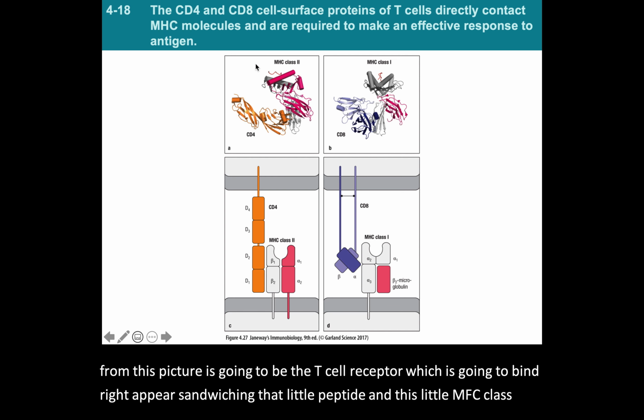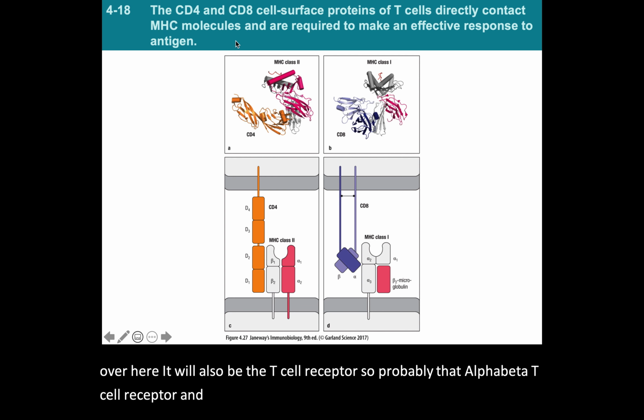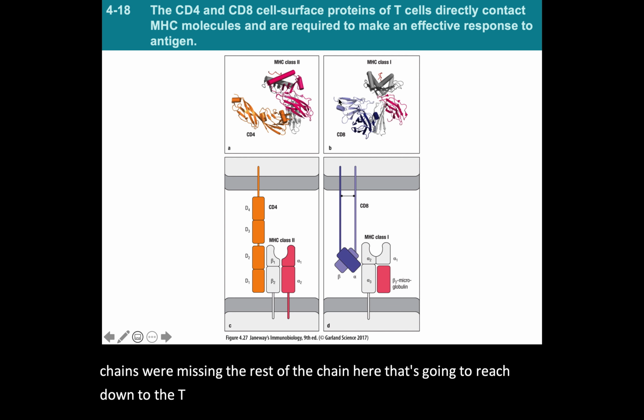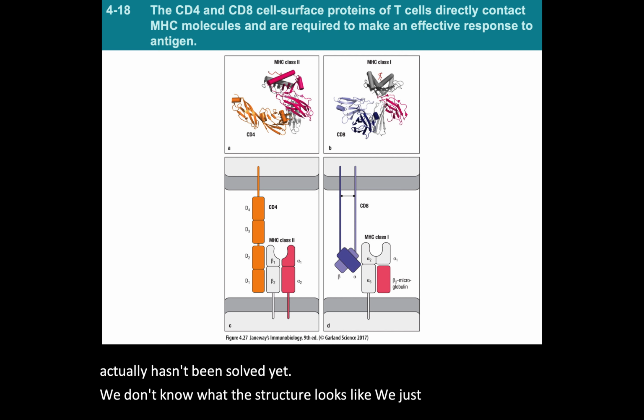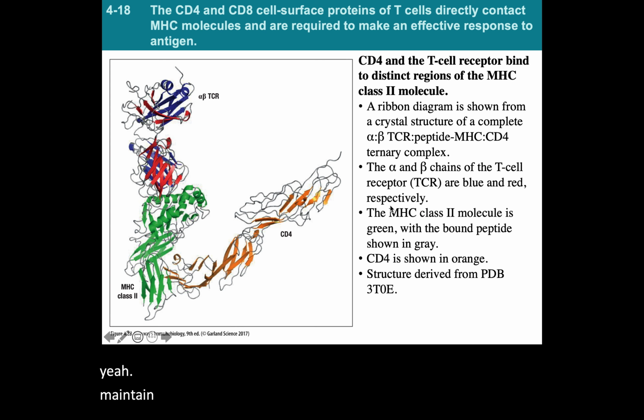Or over here, it'll also be the T cell receptor, so probably that alpha beta T cell receptor. And then this CD4 is going to be presented on a long chain, so we're missing the rest of the chain here that's going to reach down to the T cell. And we're missing the rest of the CD8 chain. That actually hasn't been solved yet. We don't know what the structure looks like. We just know about how long it is. It's got to be long enough to reach out to the side of this and maintain that interaction, which is what we need.